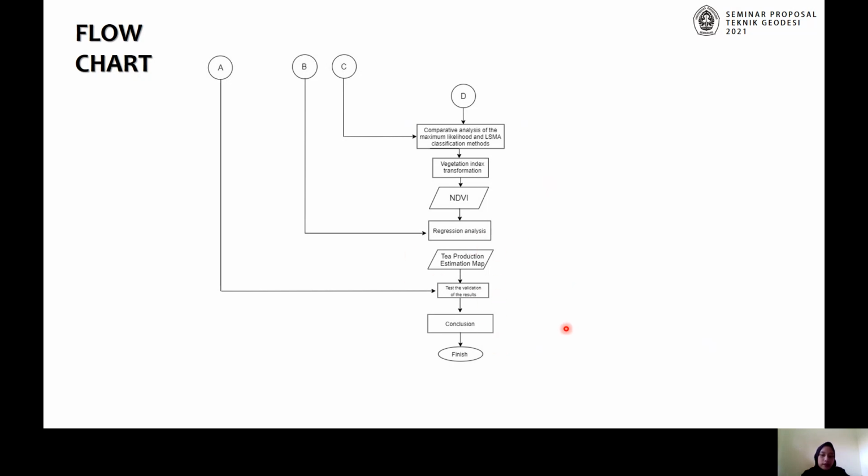Then the last step in the flowchart is validation. Validation uses independent samples and tea production in Malabar. Validation is used to find out the difference between the production estimated with the remote sensing method and the tea production data in the field.